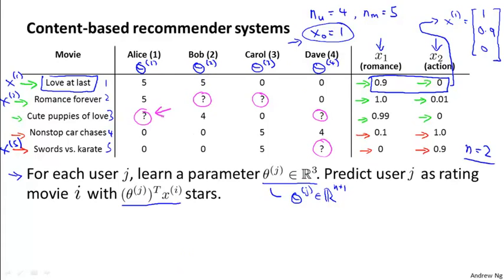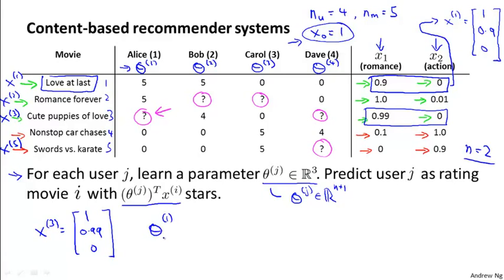So let's say we want to make a prediction for what Alice will think of the movie Cute Puppies of Love. Well, that movie is going to have some feature vector x3, where x3 is going to be equal to 1, which is my intercept term, and then 0.99, and then 0. And let's say for this example that we've somehow already gotten a parameter vector theta 1 for Alice. We'll say later exactly how we come up with this parameter vector. But let's just say for now that some unspecified learning algorithm has learned the parameter vector theta 1 and it is equal to 0, 5, 0.